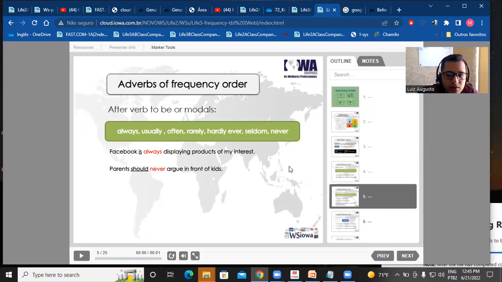After verb to be or modal verbs. Modal verbs, what is modal verb? Should, must, may, can, could, might. We will have a specific class about this in the future, okay? Tudo que não é do e nem verbo to be, basicamente. É isso, né? Quase, quase. More or less. Modal verb express the situation about the verb, like poderia, deveria, seria, would, too. Can.